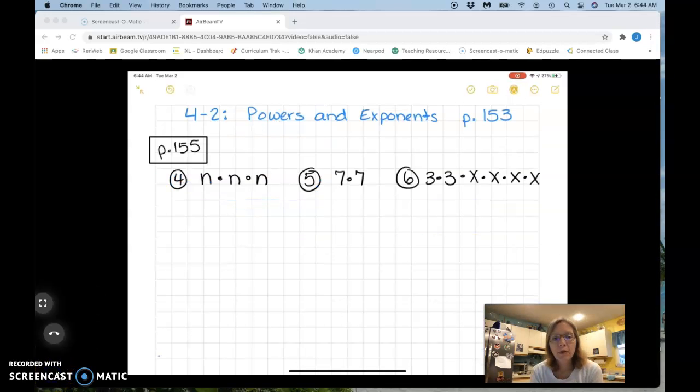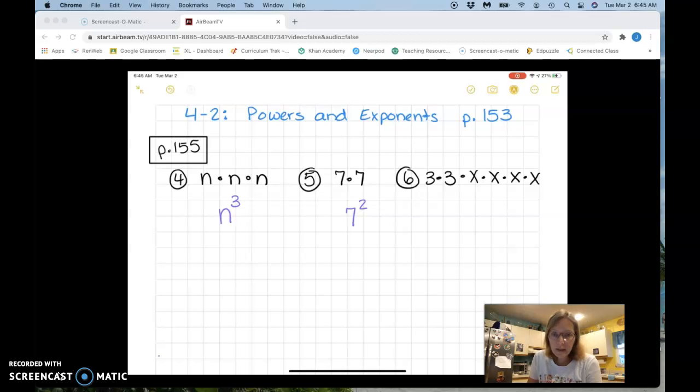Okay, so I'm on page 155 now, and I'm doing some examples from the book. And for numbers 4 through 6, it says write each expression using exponents. So the number that I see becomes my base. I see n's, so n is my base. How many n's there are becomes my exponent. There's 3 n's, so that would be n to the third. Okay? Number 5, the number that I see is 7, and how many 7's are my exponent?